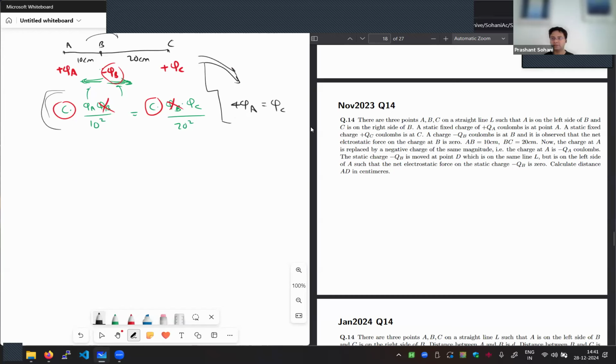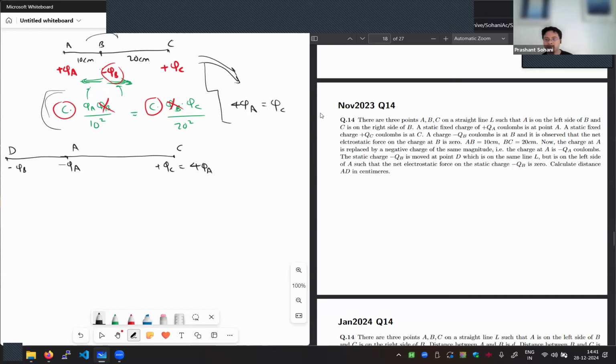Okay, so that is the first part. Now, what is the second part? Now, in the new diagram, the charge at A is replaced by minus QA. And the charge at C is the same, which is QC, and now we know QC is nothing but 4 times QA. And now the charge B is moved to point D. So now this point charge is moved to some new location D over here.